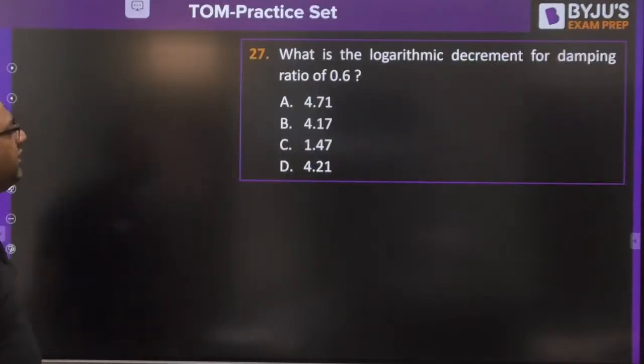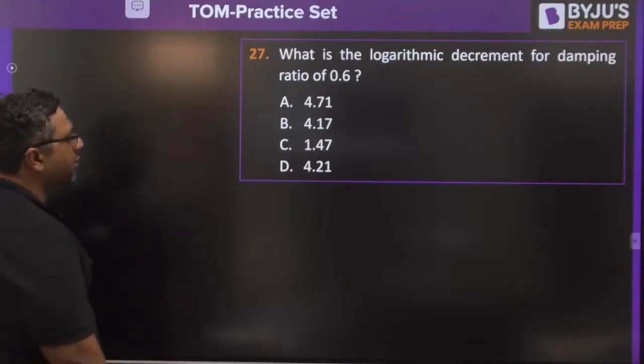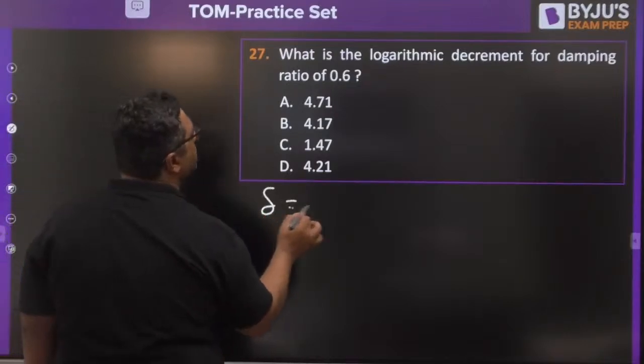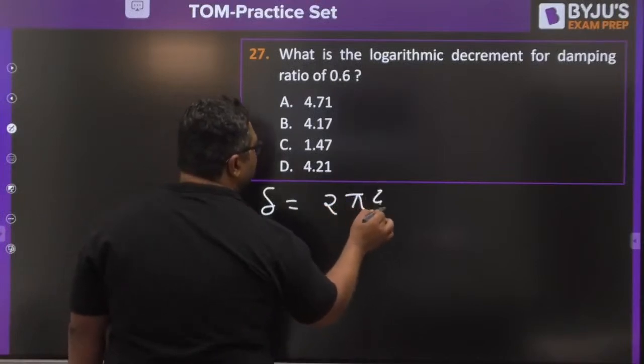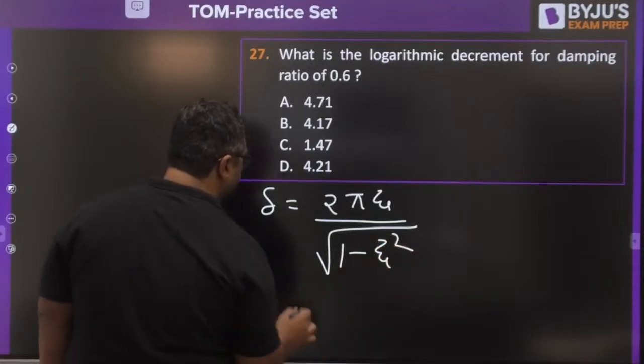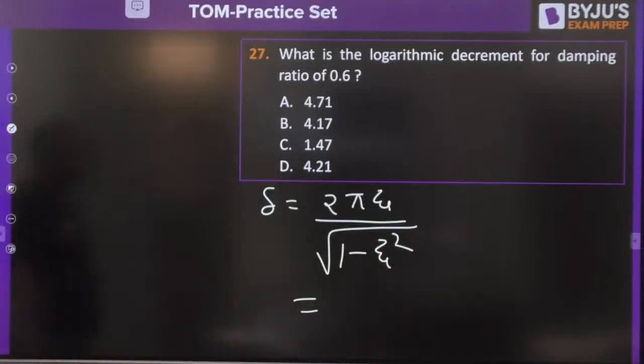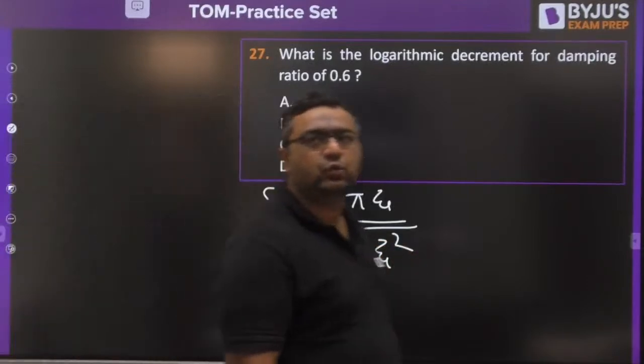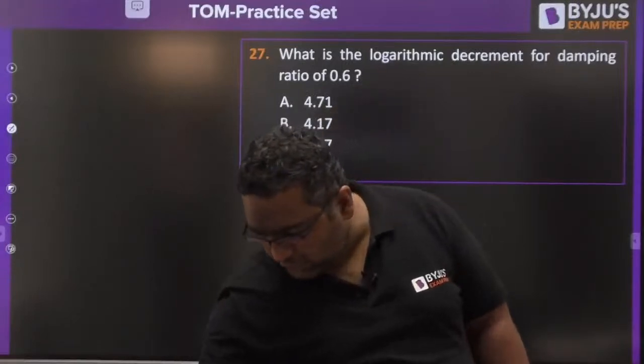Question number 27, they are asking about logarithmic decrement ratio. The formula is 2 pi zeta divided by the square root of 1 minus zeta squared. Zeta is given to you, give the answer. These are GATE level questions.